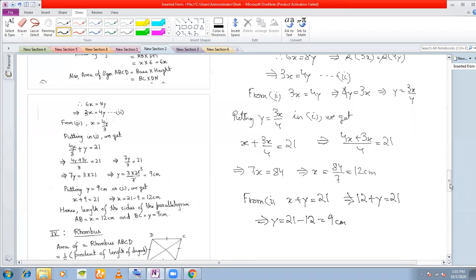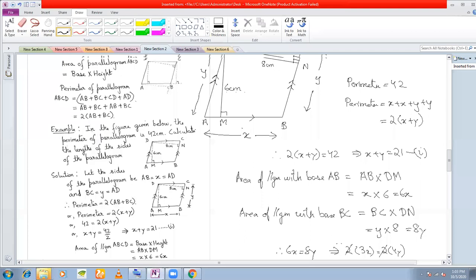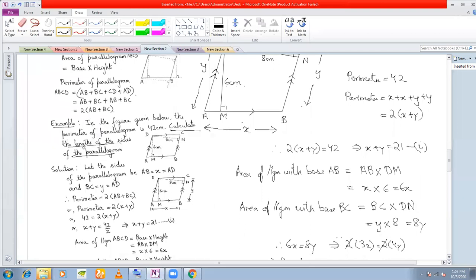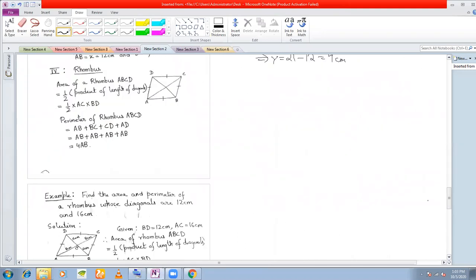So these are the sides of the parallelogram. The question was calculate the length of the sides of the parallelogram. We took the length of sides as X and Y. We got two equations. The first equation we got with the help of the given data, that was the perimeter of the parallelogram, and the second equation we got with the help of the area of the parallelogram. And we solved to get the values of X and Y. So remember this, in case of a parallelogram, this is just a touch up. I will not discuss any problem in detail from this exercise.